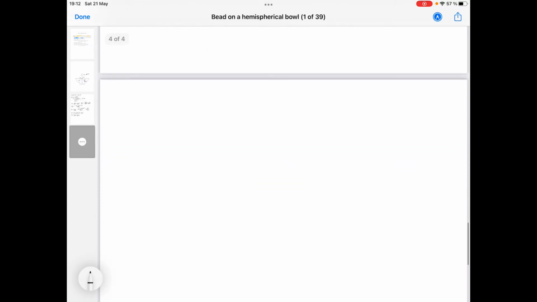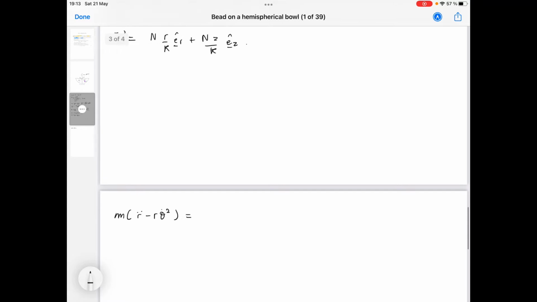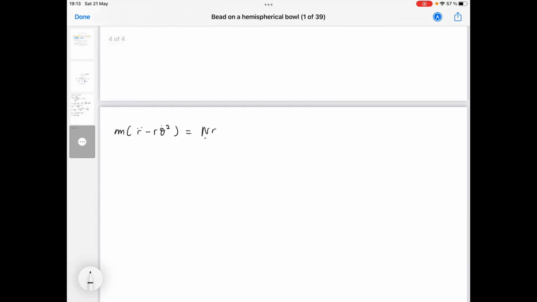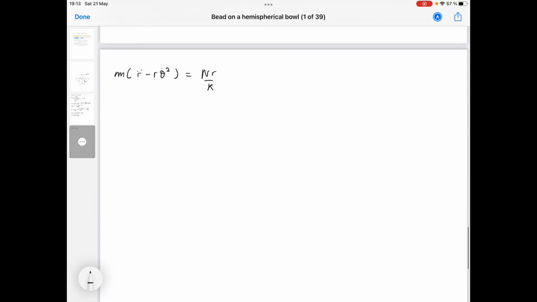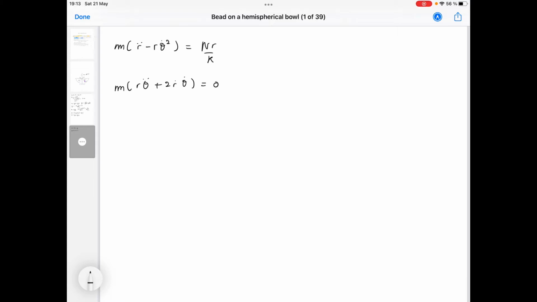So we have the acceleration, so m (r double dot minus r theta dot squared) is just going to be the r component of our normal force. So it's going to be N times r over R. And then for the theta we have m times (r theta double dot plus 2 r dot theta dot). That's going to be equal to 0 because none of our forces are acting in the theta direction. And then we have our last equation for the z.